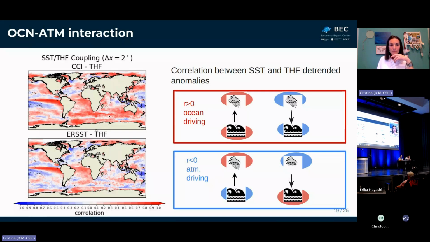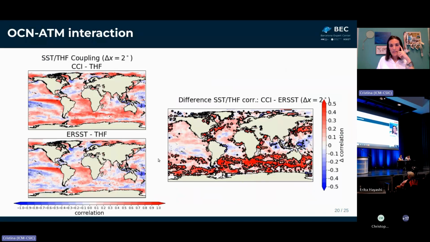So once again, what we did was to compute the difference of the correlation we obtained between CCI and HadISST. And once again, we do have higher interactions in the regions where we obtain a higher variability. So this is quite surprising, and it's quite robust.